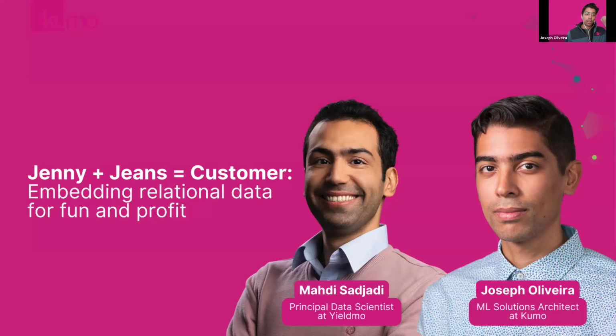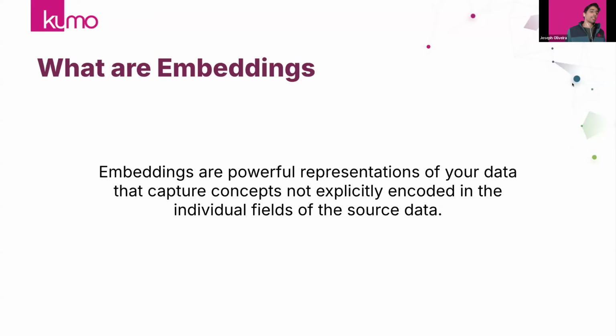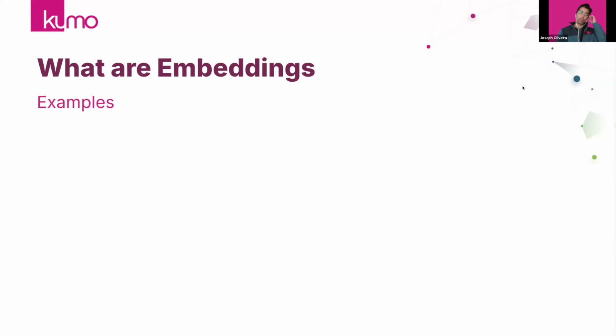So let's get started. I think where it makes the most sense to start is to first make sure we're all on the same page about embeddings. So what are embeddings? Embeddings are powerful representations of your data that capture concepts not explicitly encoded in the individual fields of the source data. Which makes sense, but it's a lot of words. What does it actually mean? For those of you that are familiar with embeddings and use them already, don't worry, we're going to get into the weeds, but I really want to make sure everyone is on the same page. And I think what makes the most sense here is to start first with a couple of examples.